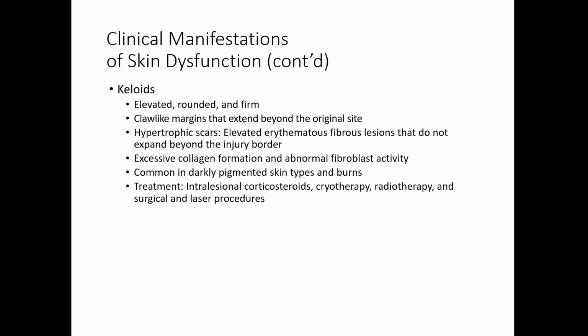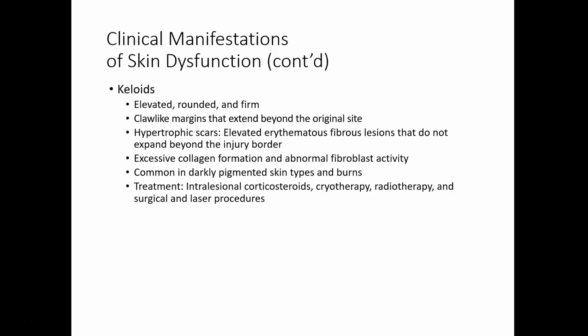We briefly talked about keloids earlier. These are elevated, round, and firm. They typically have claw-like margins that extend beyond the original site. Hypertrophic scars are elevated erythematous fibrous lesions that do not expand beyond the injury border. Excessive collagen formation and abnormal fibroblast activity, typically seen in darkly pigmented skin as well as burns. And we treat it with intralesional corticosteroids, so actually injecting steroids into those areas, cryotherapy, radiotherapy, surgical and laser procedures.